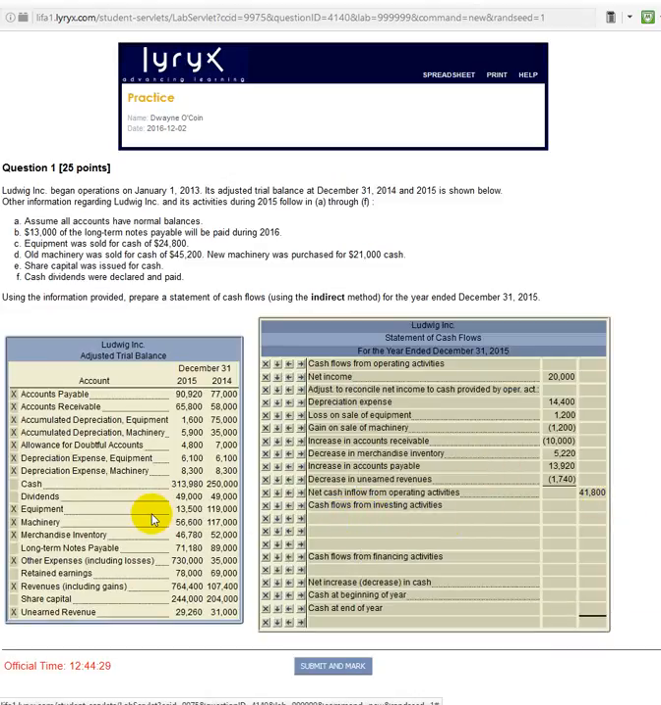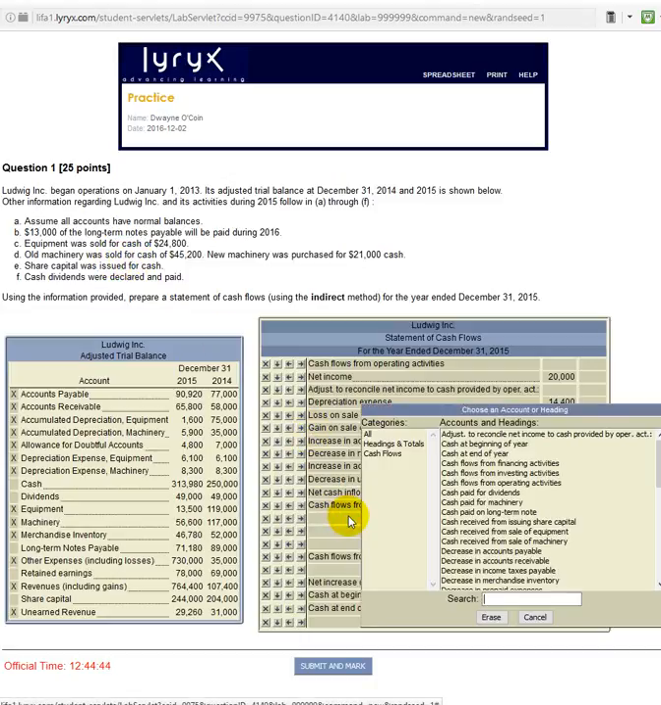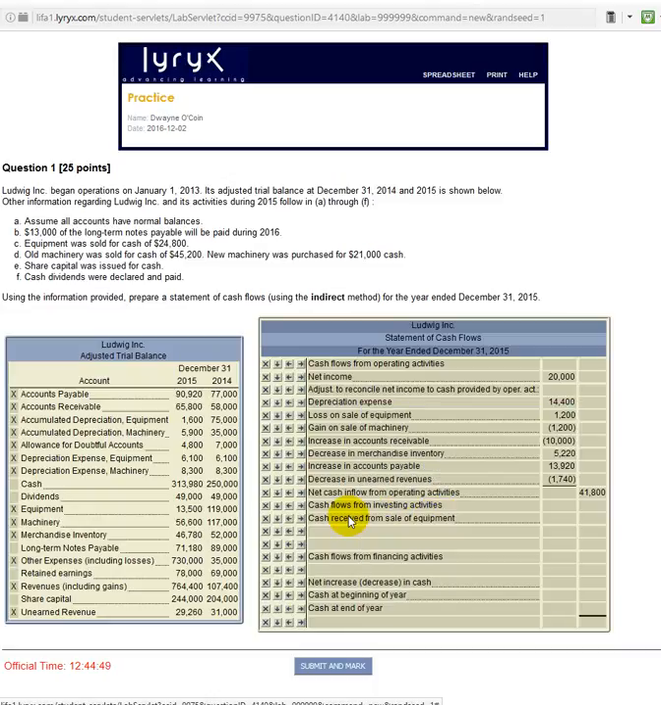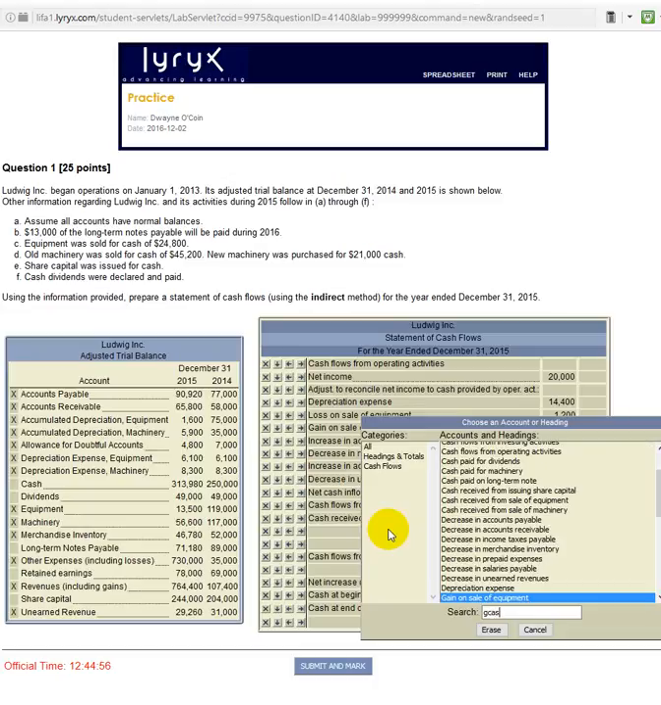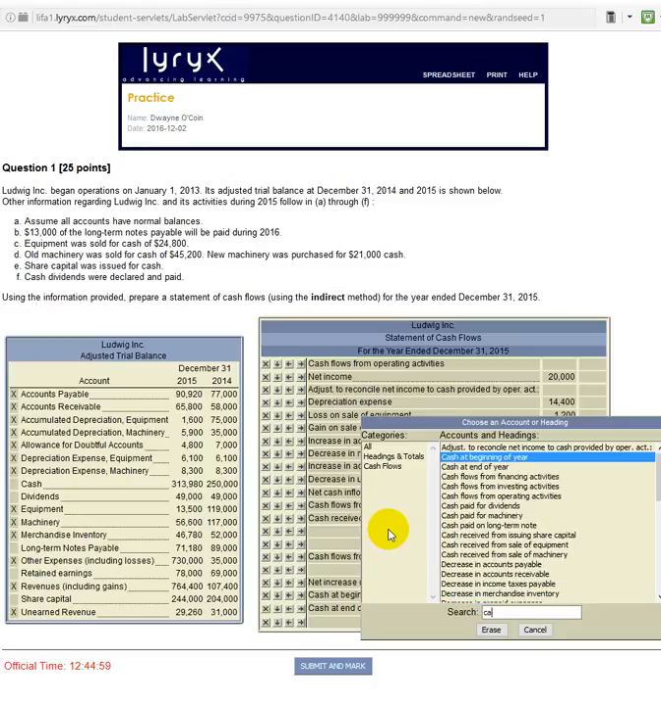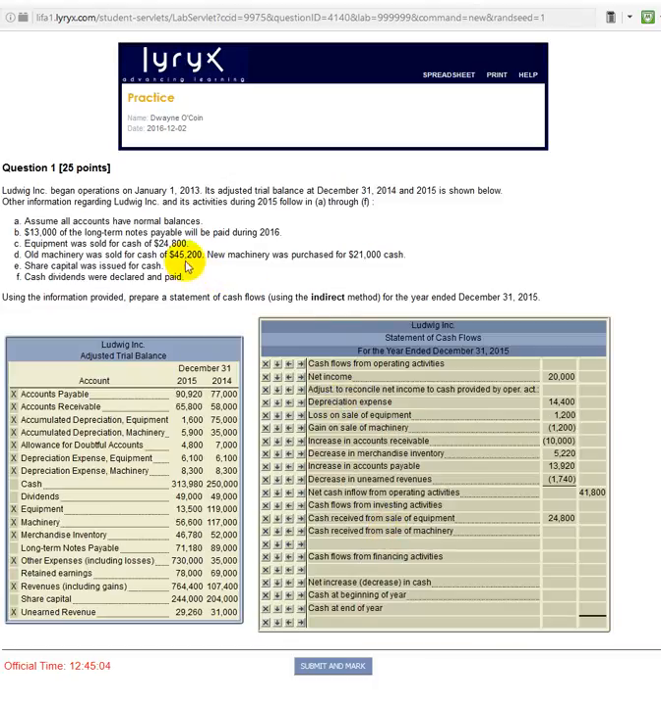Now let's move on to investing activities. Now investing activities, we had the two spreadsheets, but we have information to fill in all of this from line C and line D up here. So we know that equipment was sold for cash. So we have cash received from sale of equipment, 24,800. And we have cash received from sale of machinery as well. And that amount is 45,200.